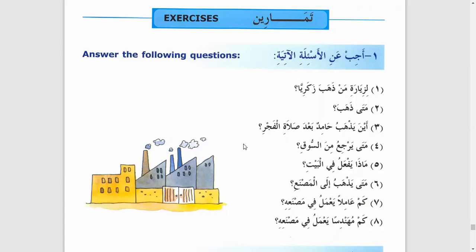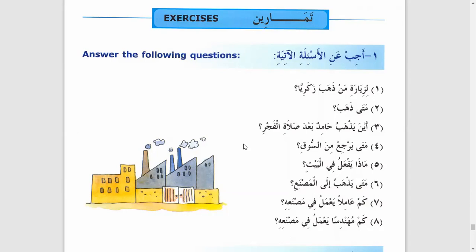متى يرجع من السوق؟ بعد صلاة الظهر. When does he return from the market? يرجع is the past of رجع. So it's on the pattern of يضرب. ضرب يضرب. يرجع. Yeah, so يرجع من السوق في الساعة السابعة. Again, Irfan.